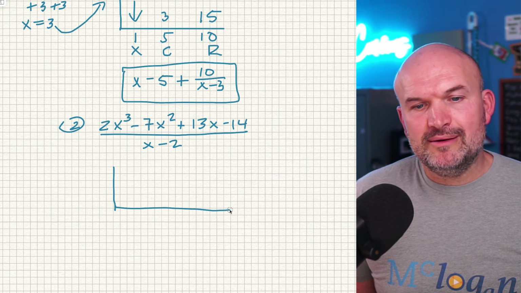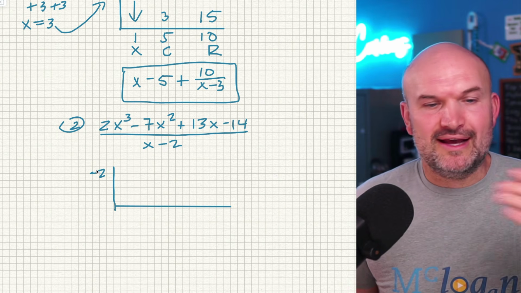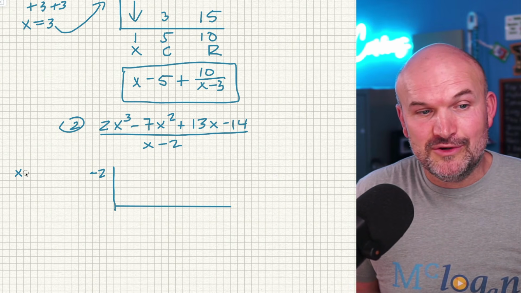What number do you think they put here? They put a -2, right? Because they see -2 and they say, oh, that's your k. No. Remember, it's x minus 2.